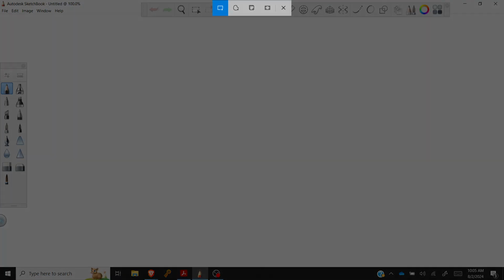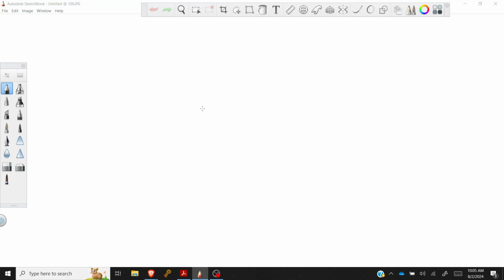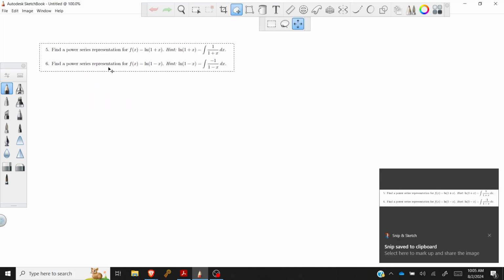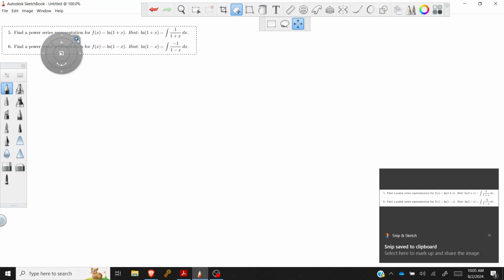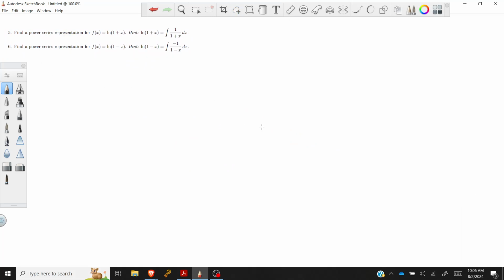All right. Let's look at these ones. These ones are having you solve for the ln Taylor series. I would highly recommend just committing these to memory because otherwise they can be kind of annoying, right? So we're going to use this hint for ln 1 plus x. So 1 over 1 plus x.